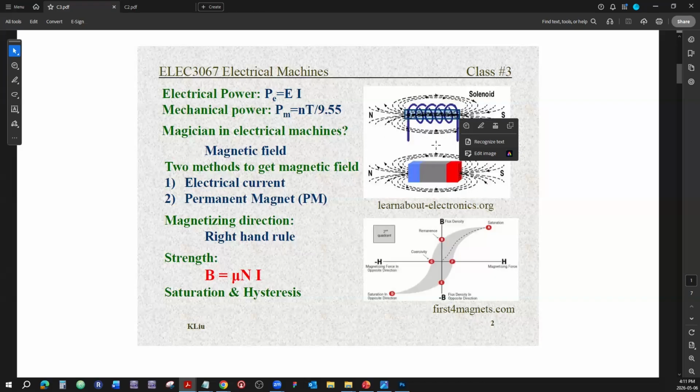It works as long as the current is flowing. Okay, so that's the idea. Or another way to get a magnetic field is to have a permanent magnet.